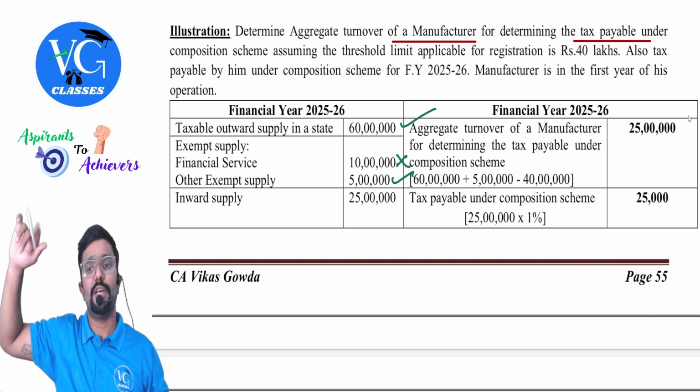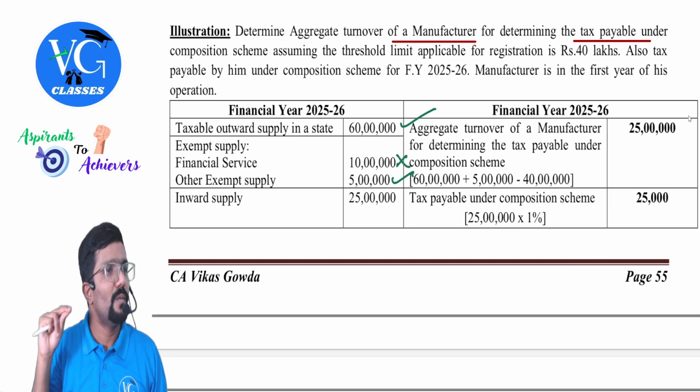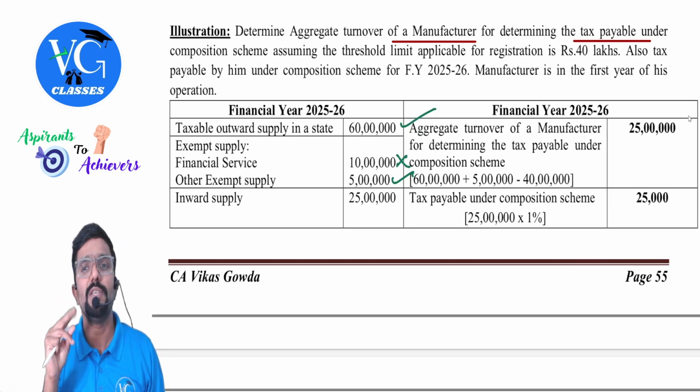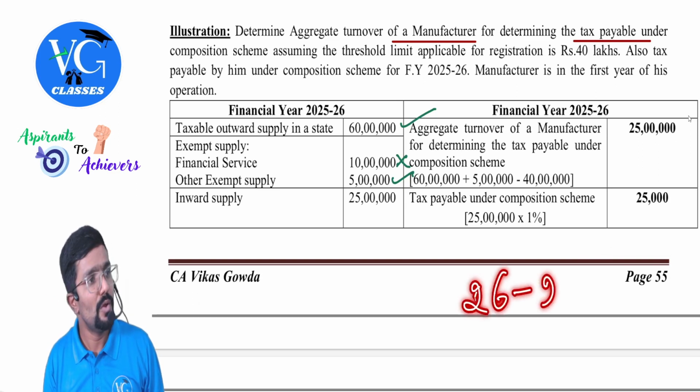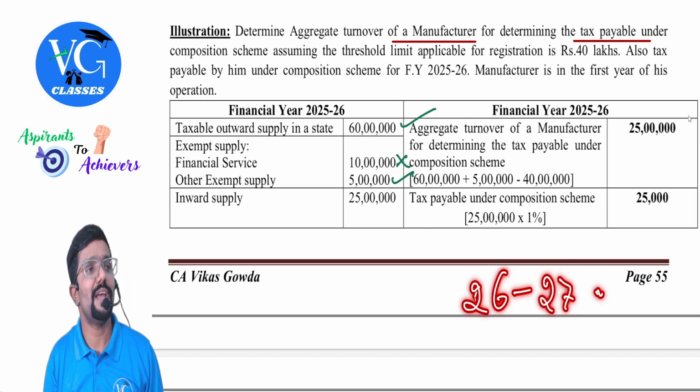Assume we are now in the next year, 26-27. What is the turnover to check the eligibility, people? Assume I am in 26-27. What is the turnover to check eligibility? How much? 65 lakh.